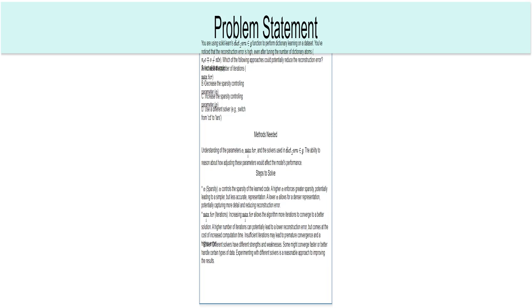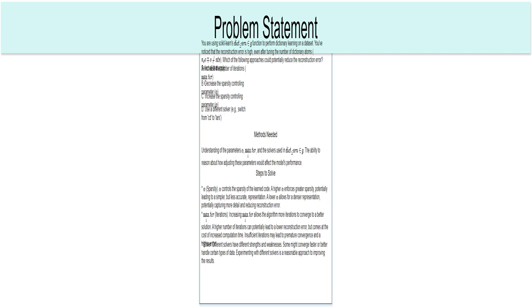This section introduces the core challenge. We're using Sklearn's dictlearning function for dictionary learning. But the reconstruction error is too high. I need to identify which strategies could potentially reduce this error.